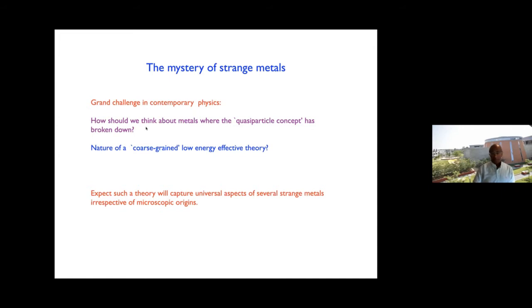So a basic question that we are struggling with in the field is how to think about metals where the quasi-particle concept has simply broken down. For instance, one question that I'm certainly interested in is the nature of a coarse-grained low-energy effective theory. Fermi liquid theory is a low-energy effective theory of a conventional metal. So what's the replacement for a strange non-Fermi liquid metal? The advantage of focusing on a low-energy effective theory is that we might hope that such a theory will capture the universal aspects of several classes of strange metals, irrespective of their detailed microscopic origins. In much the same way that Fermi liquid theory describes a wide class of metals, irrespective of their detailed microscopics.